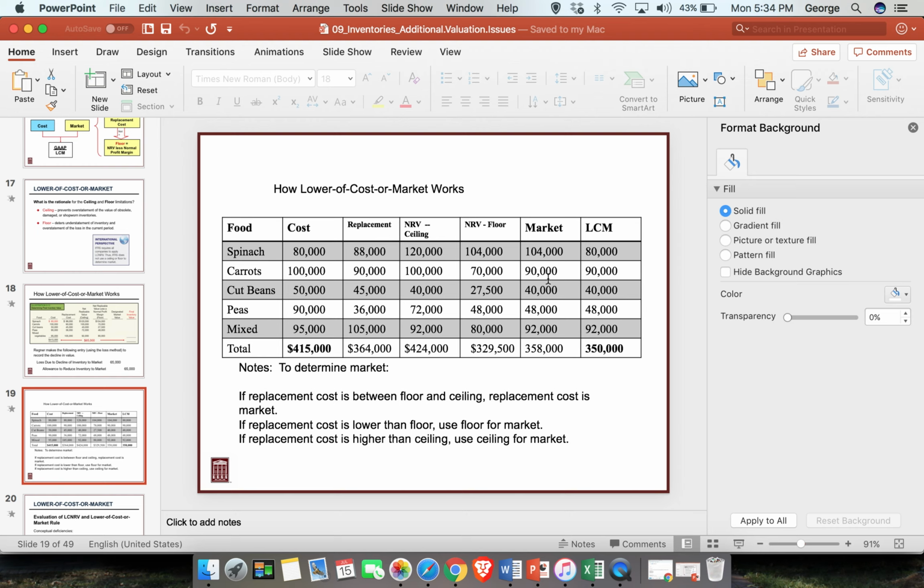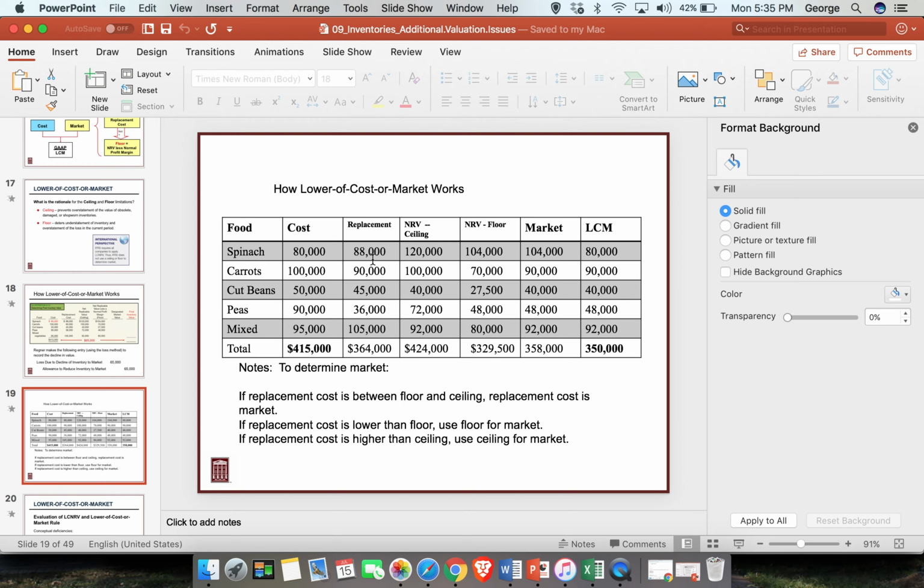Okay, and then what else we got? This one, nope. This one, no. I guess that's the only one for our replacement cost. Second one, 90,000. All right, now, if the replacement cost is above the ceiling, we have to pick the ceiling. If replacement cost is below the floor, then we have to pick the floor for market.